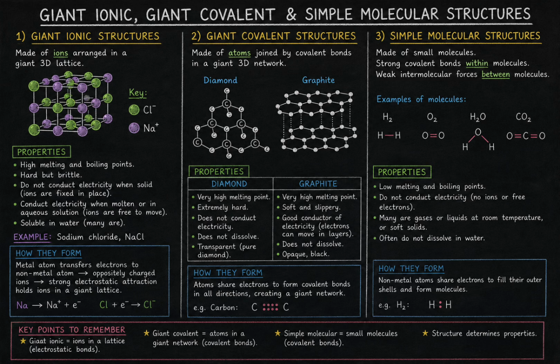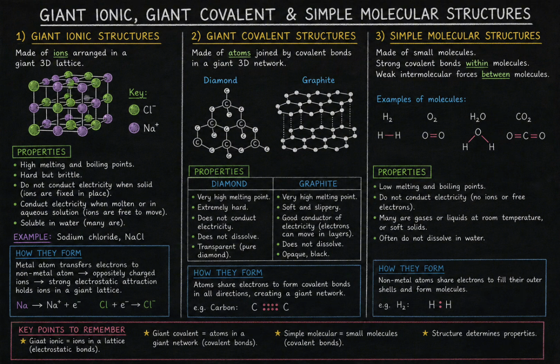Giant covalent structures. Next are giant covalent structures. Instead of ions, these are made from atoms joined together by strong covalent bonds in a giant network. There are no individual molecules. The three GCSE examples are diamond, graphite, and graphene. Let's look at diamond first.